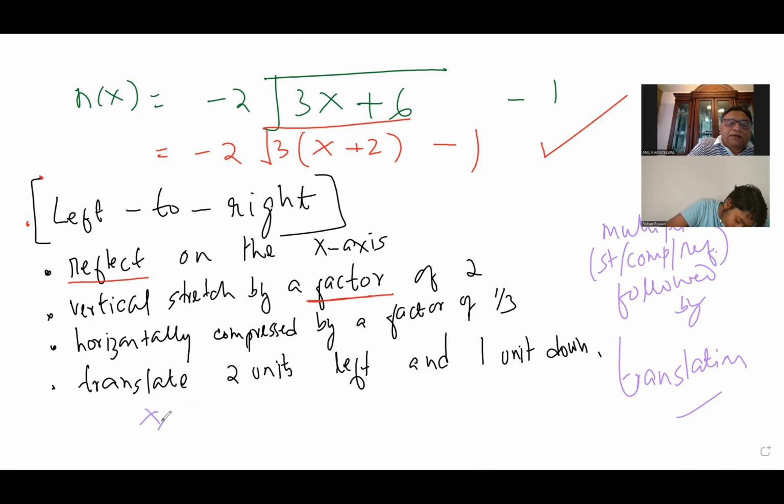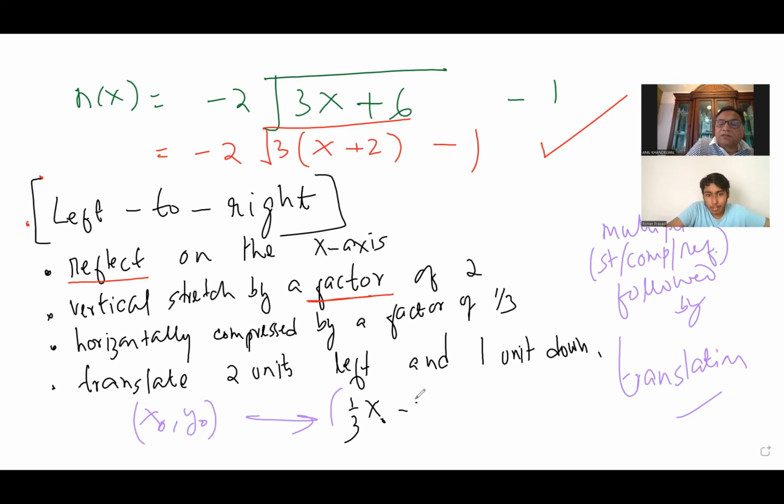Let's say x0, y0 are the original points. After transformation, what happens to the x values? It would become 1/3 of the original x value, minus 2, correct?